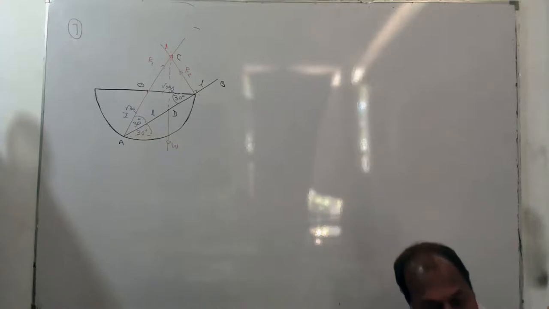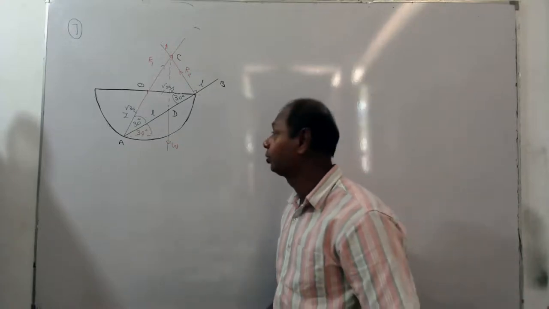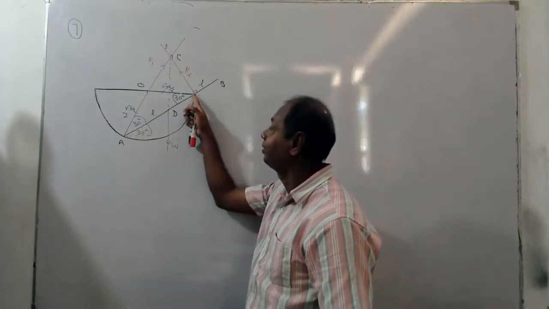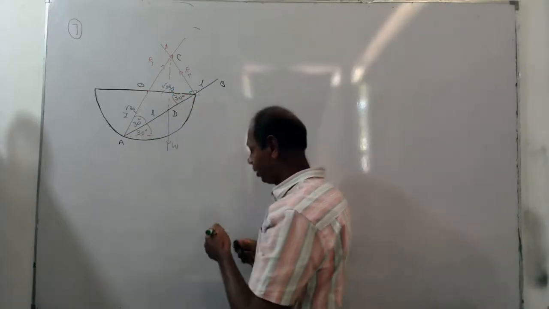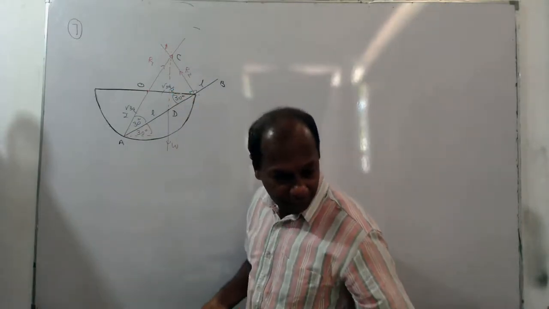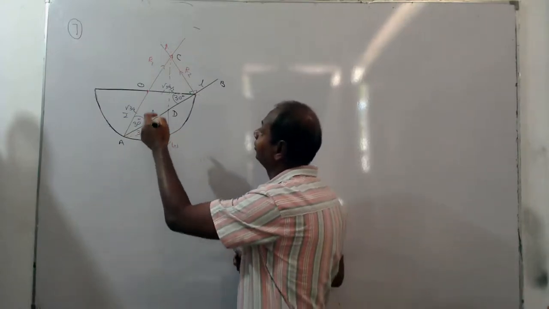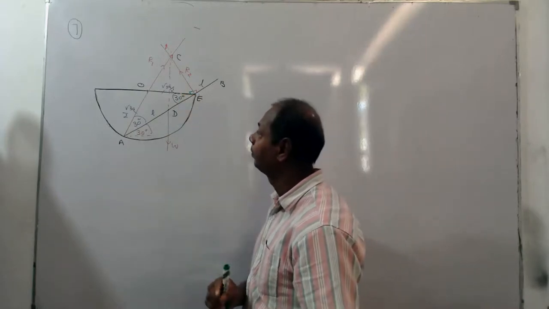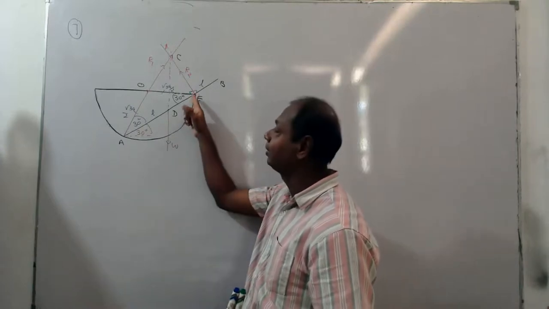I told you that there is an important thing we are going to learn with this problem. So what is it? There are two things we are going to learn here. Number one, it's 90 degrees here. I'll name that point also. Let's name that point E. So this angle is 90 degrees.